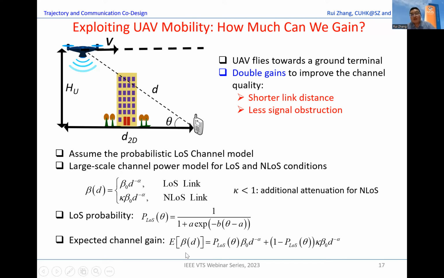Well, on the other hand, based on some empirical observation, if the UAV moves horizontally closer to the ground terminal, then the angle, we call the angle theta here, the elevation angle, actually becomes larger. And based on the empirical channel model, if the theta, the elevation angle, increases, then you will have a higher probability for the UAV to establish a line of sight link with the ground terminal. You can think of the extreme case: when theta equals 90 degrees, the UAV is directly above the ground terminal. Then the channel is in the best condition.